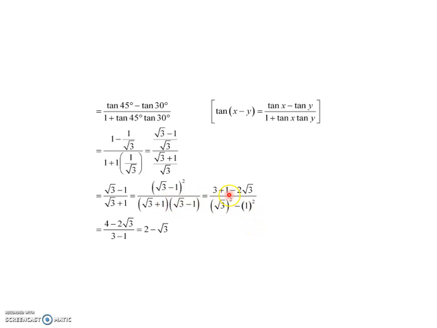Simplification: in the numerator, we put the formula a square minus 2ab plus b square. A is root 3, b is obviously 1, and 2ab means 2 into root 3 into 1. So 3 plus 1, 4 minus 2 root 3, upon root 3 square is 3, 1 square is 1, so 3 minus 1. Simplification 2: we take 2 common, 2 in bracket, (2 minus root 3) upon denominator 2. That's why the final answer is 2 minus root 3.